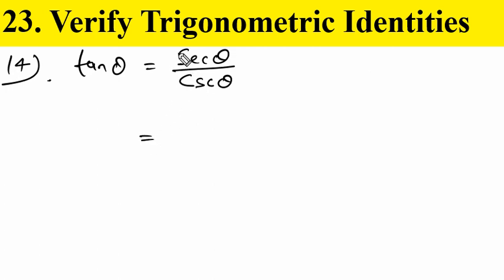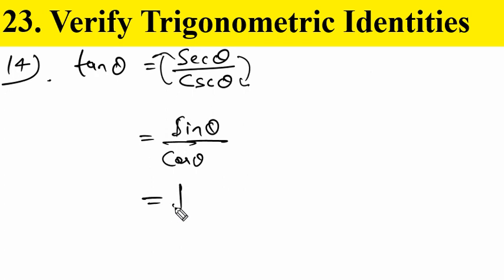In this one I will just use that secant theta is nothing but 1 over cos theta, and cosecant theta is nothing but 1 over sine. So when you write 1 over sine, that will go up, right? When you write basically the reciprocal or opposite, that will go up and that will come down, right? So sine over cos is nothing but tan theta. So tan theta equals tan theta.